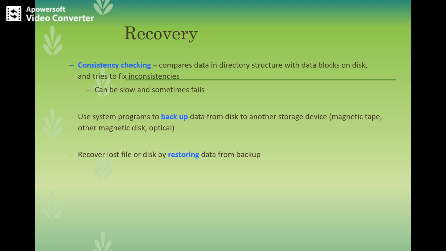Okay, so next let's see about backup and restore. Because magnetic disks fail, care must be taken to ensure that data is not lost forever. System programs can be used to back up the data from the disk to another storage device, like a floppy disk or magnetic tape and so on. Recovery from the loss of an individual file is a matter of restoring the data from the backup, which shows that there has to be a backup.